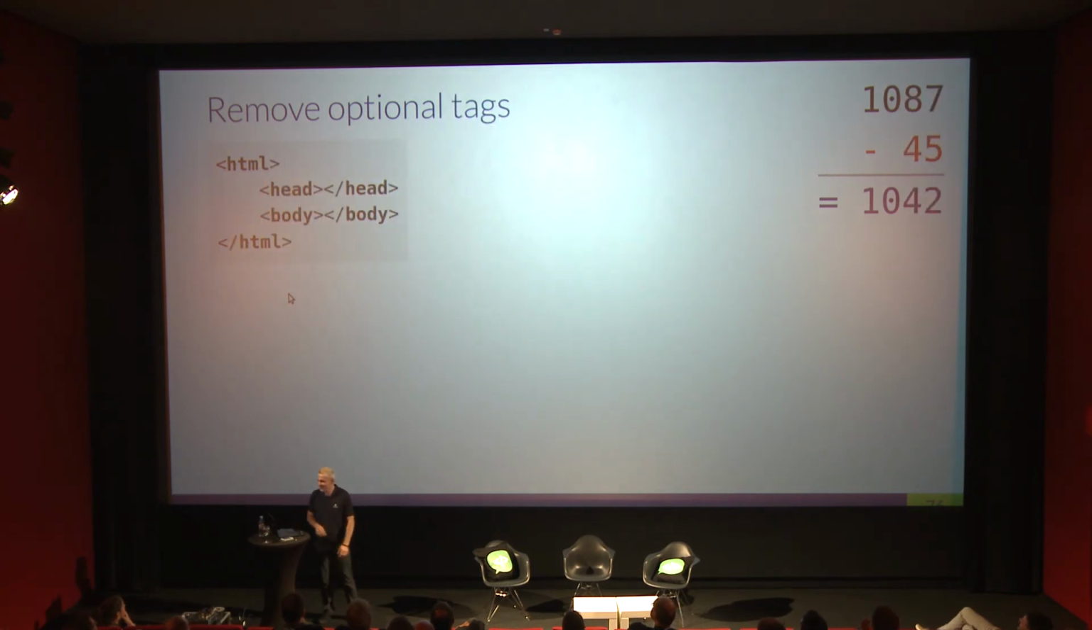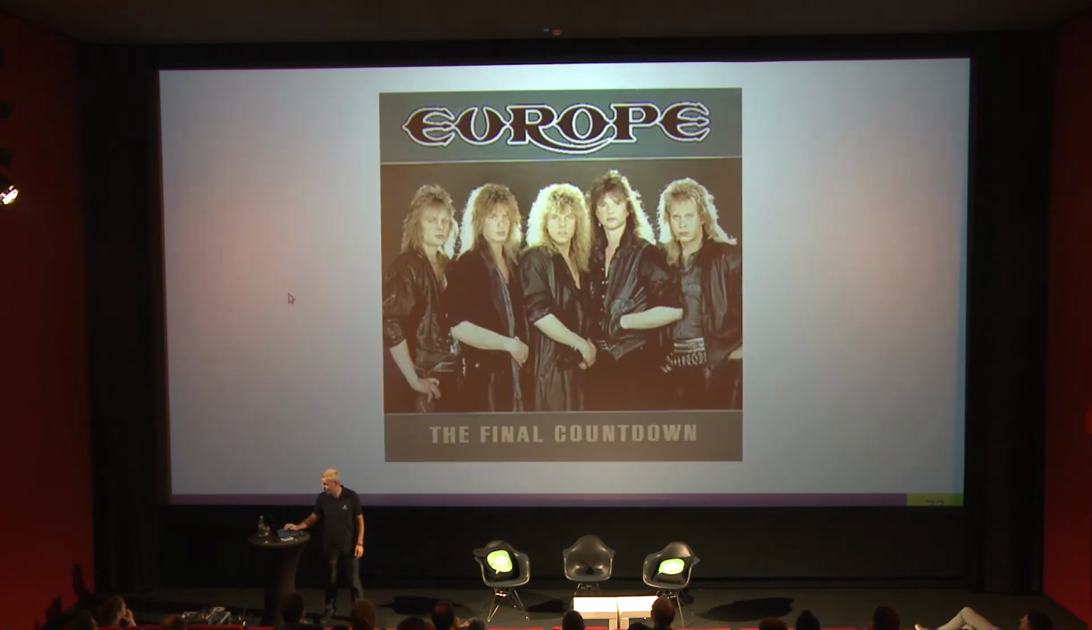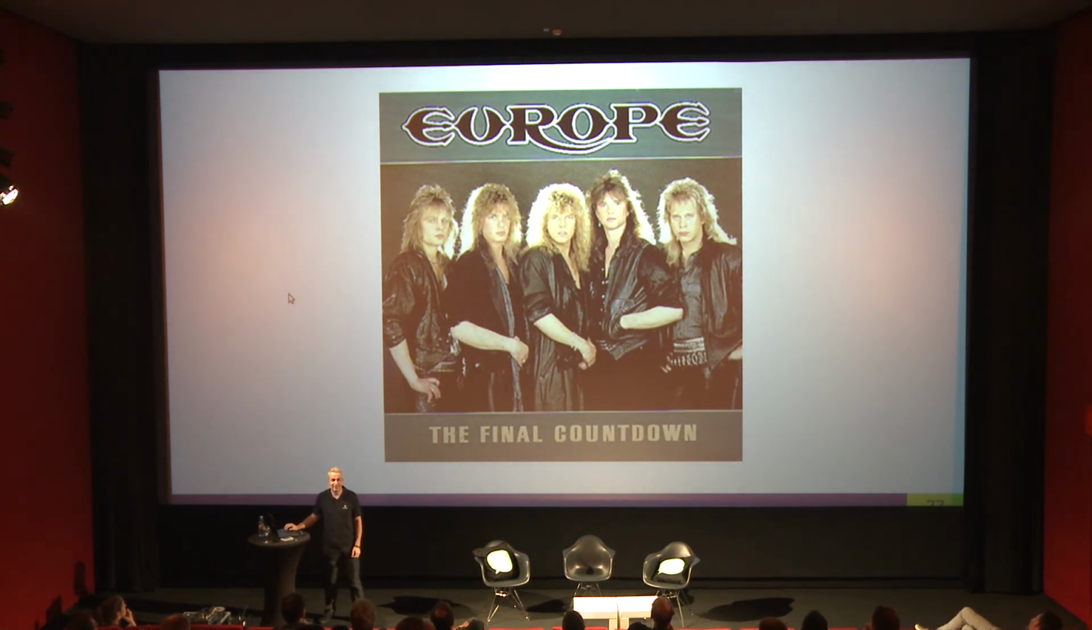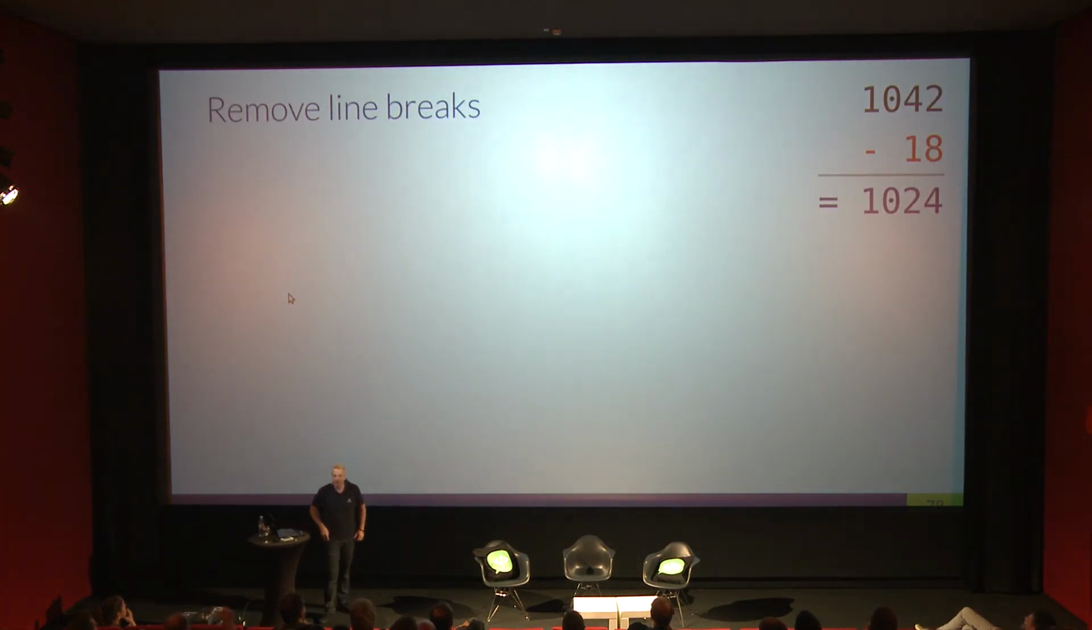My favorite. Remove optional text. Did you know that the opening HTML tag and the closing HTML tag are optional in most cases? As well, the opening and the closing head and the opening and closing body tags are optional as well. So I can just leave them away, and it saves me 45 bytes. I'm down to 1,042. And as the final countdown, I can save 18 bytes by removing line breaks, and I have the goal of exactly 1,024 bytes. Cool, huh?